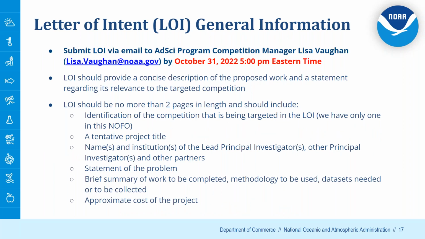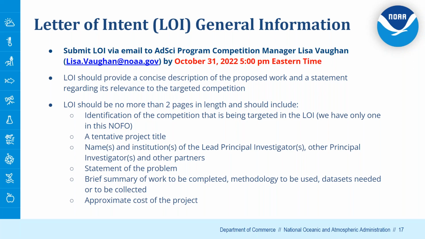So you'll be submitting the LOI via email to me as the Adaptation Science Competition Manager this year. My address is here. It's also in the NOFO and in the information sheet and on the website. As I mentioned, we'd like for you to provide a concise description of the proposed work and a statement regarding its relevance to the targeted competition. The LOI should be no more than 2 pages in length and should include the following topics.